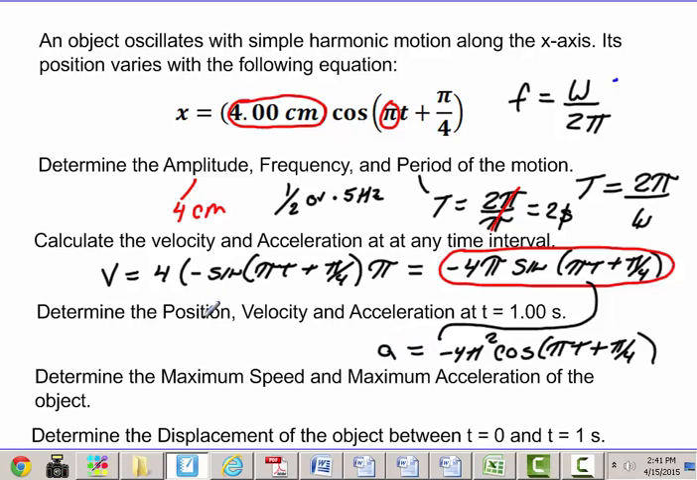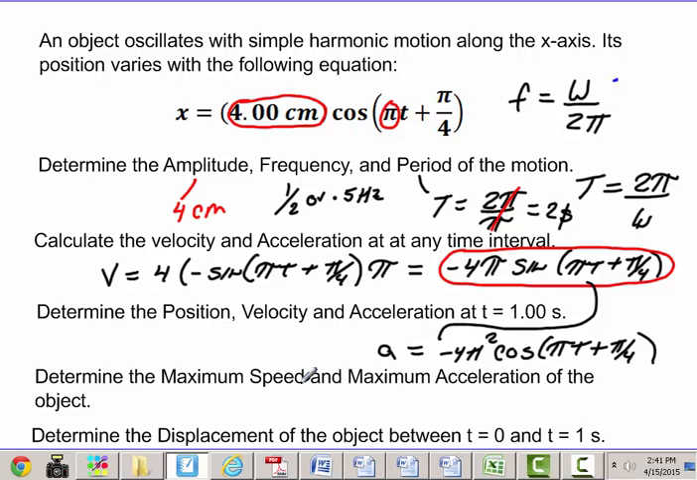Now if I want to find my position, velocity, or acceleration at t equals 1, to find my position, I'm just going to take this equation here and put in t as 1. If I want to find my velocity at any point, I just put t in as 1 here into my velocity equation, and acceleration the same way. Alright.